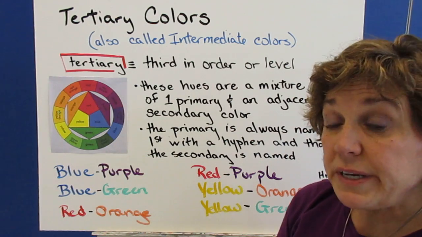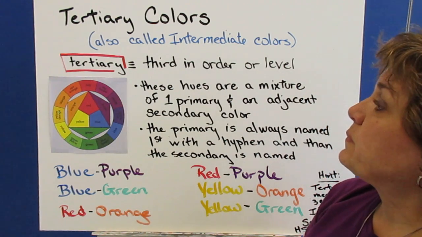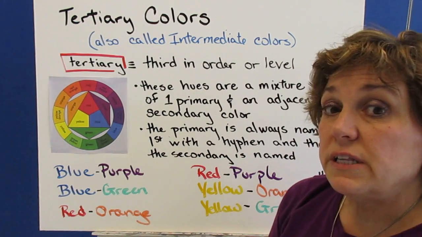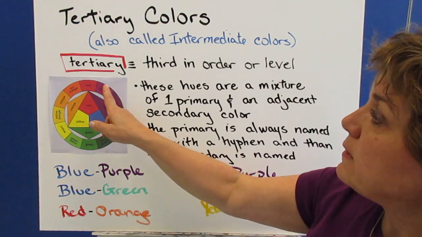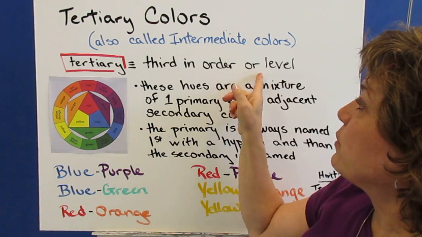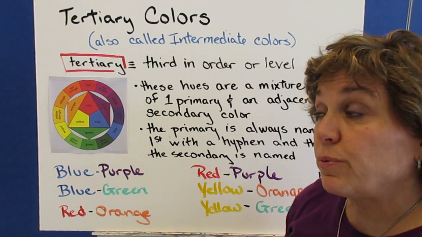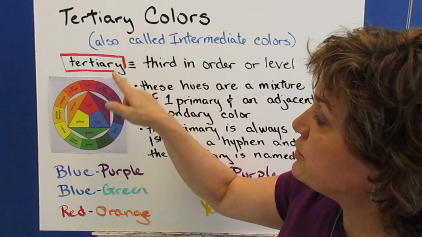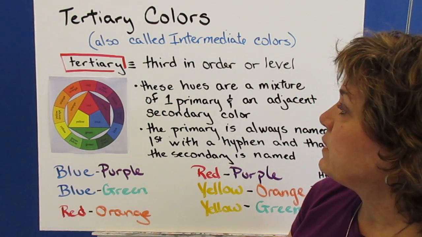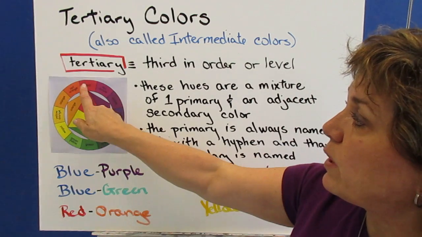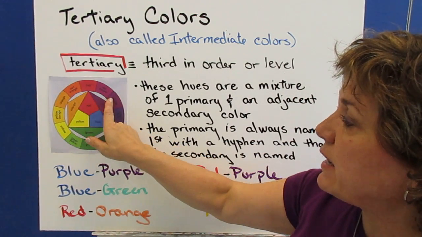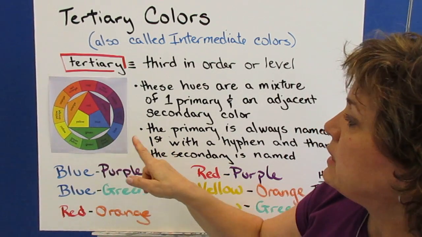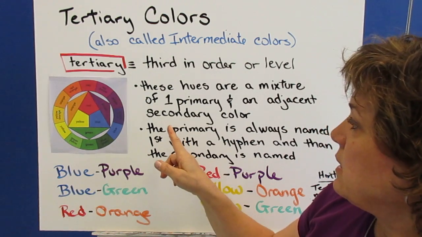Tertiary colors, or intermediate colors as some call them, are the next level of color. There are 6 tertiary colors in the Louis Prang palette. Tertiary actually means third in order or level. So it's that third level of the color wheel. You have primaries, secondaries, and then tertiary meaning third as the third level. These hues are a mixture of 1 primary and the secondary next to it. So there'll end up being 6 of these.